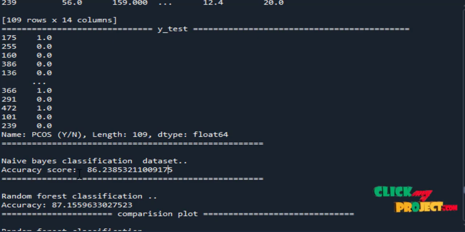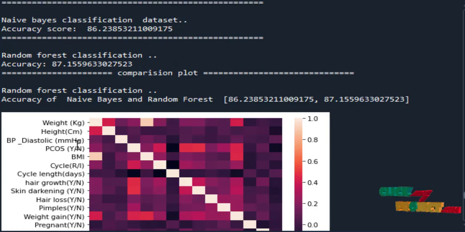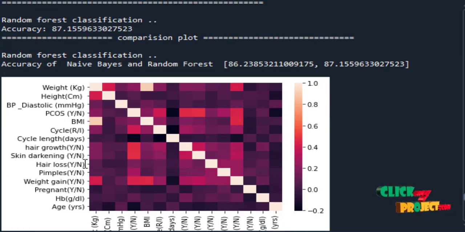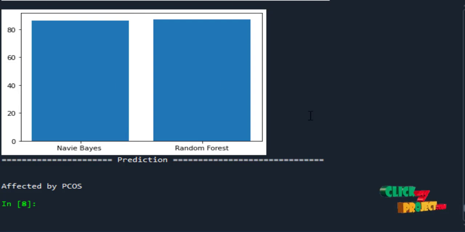Accuracy produced by this algorithm is 86.23%. Using the random forest algorithm, the accuracy is higher, like 87%. This is the EDA of the dataset. So random forest gives more accuracy, and we have predicted some of the data from the X-test, and it predicted as affected by PCOS.